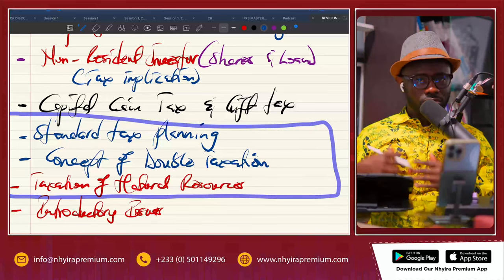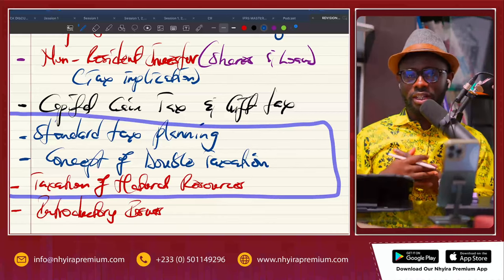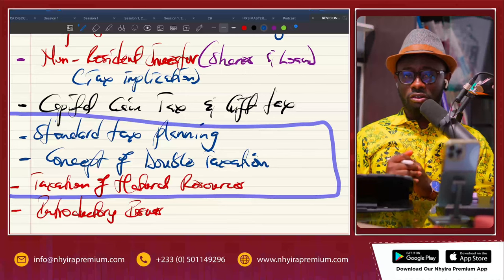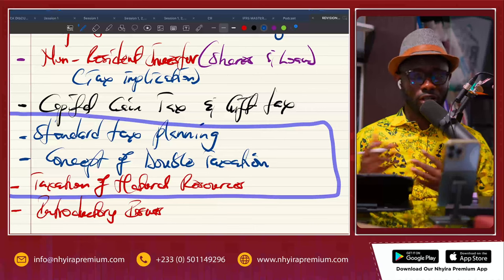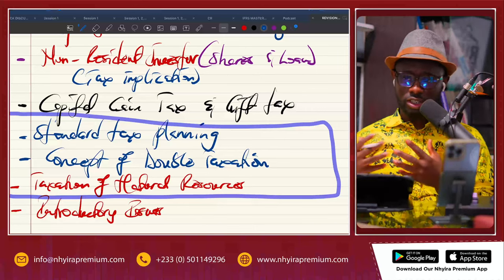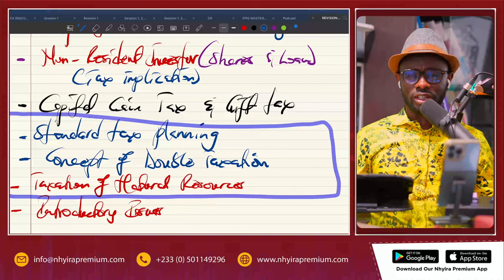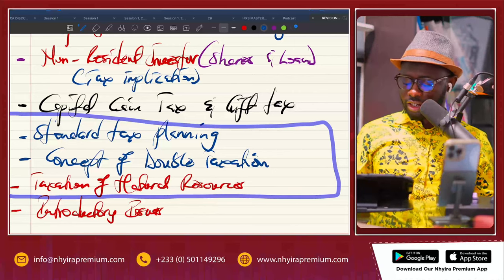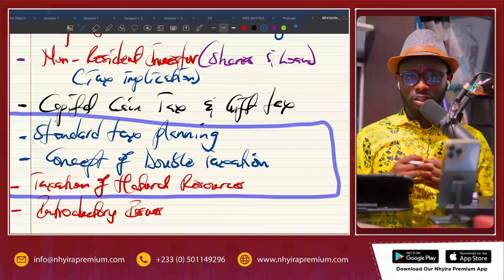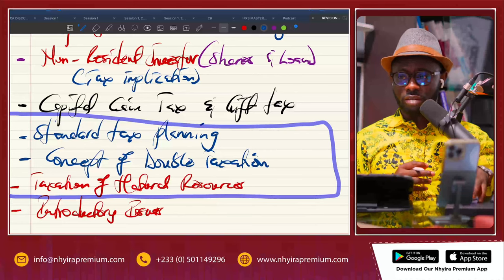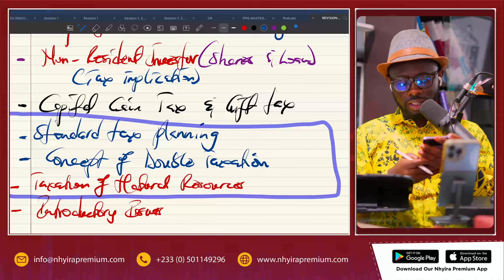Then for level 3, we're going to be extending and expanding the discussion a little bit. You're going to look out for the various tax planning measures that are available for a company, and the various advantages and disadvantages that we need to know about. Then the concept of double taxation or international taxation. Then the taxation of natural resources, another fundamental area that we need to understand when dealing with advanced taxation generally.